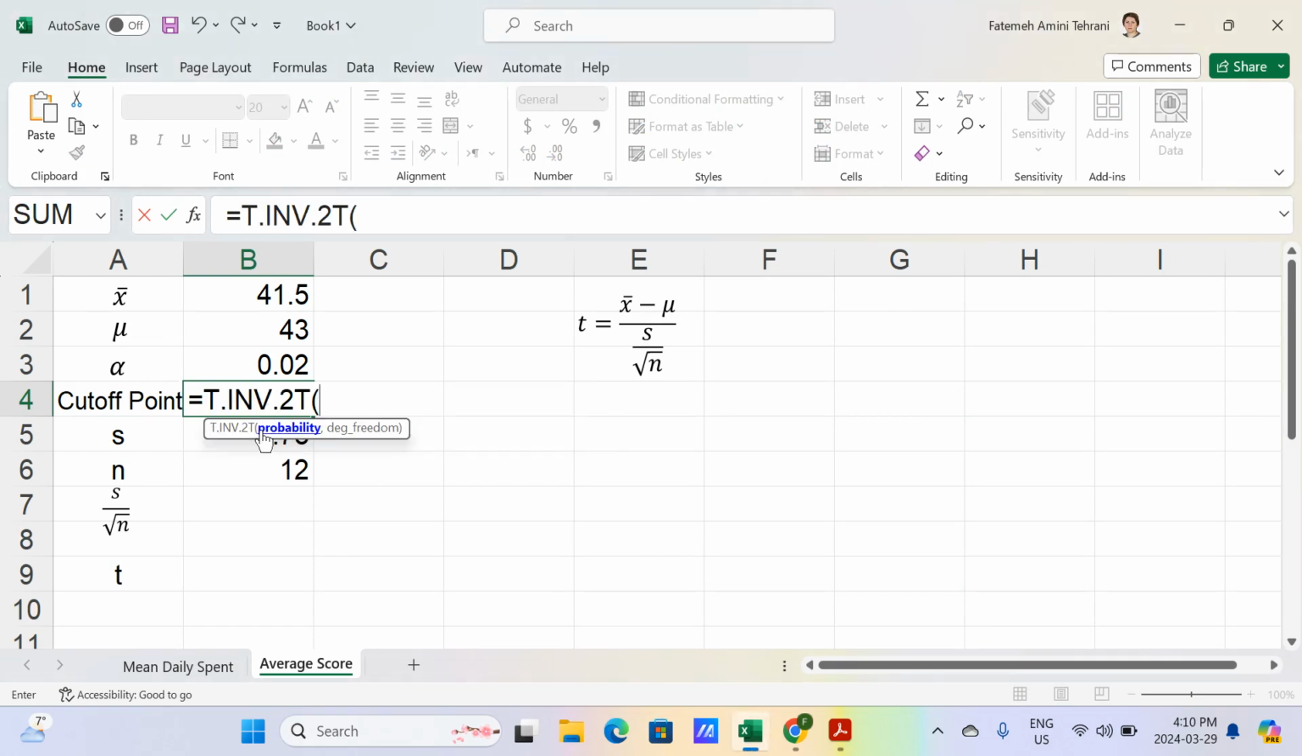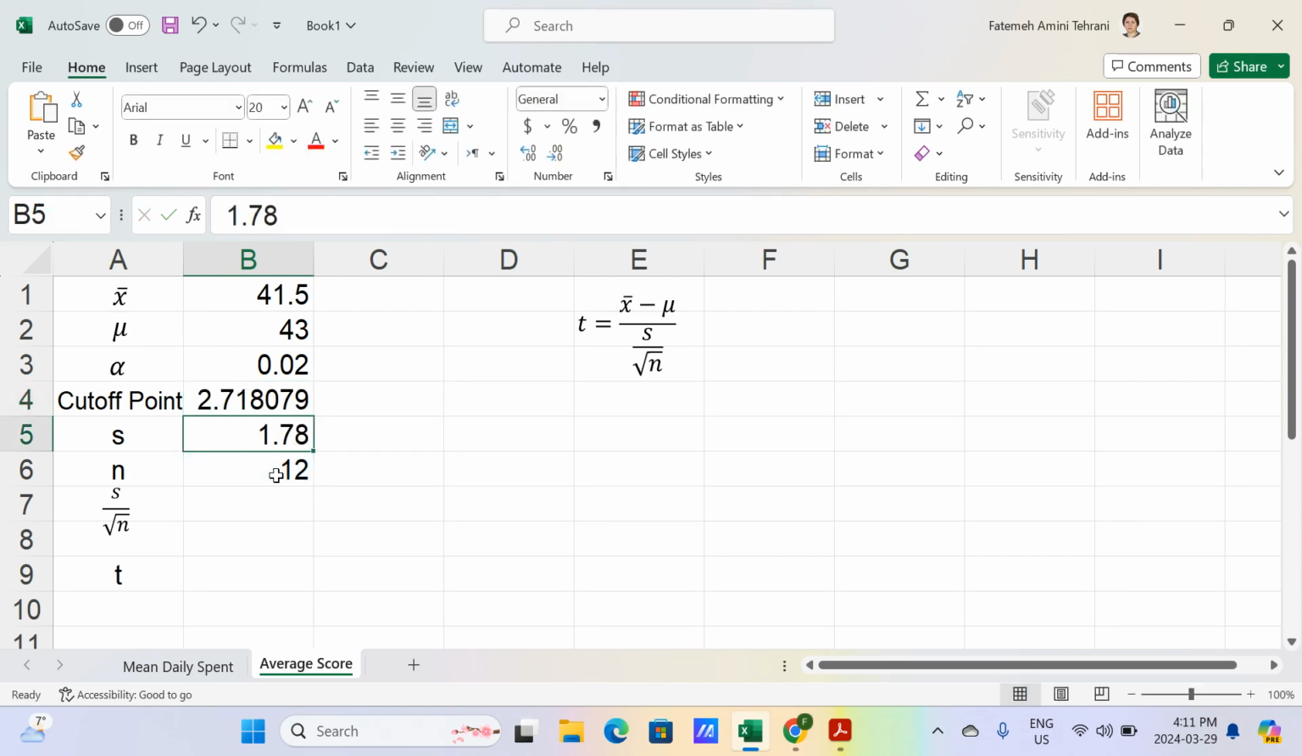Okay, we already have the function here. This function needs alpha, which is 0.02, and degrees of freedom. Degrees of freedom for a t distribution is always the sample size minus 1, here 12 minus 1. Okay, it's the cutoff point. I have two cutoff points. The cutoff point on the right side is positive 2.718 and the cutoff point on the left side is minus 2.718.